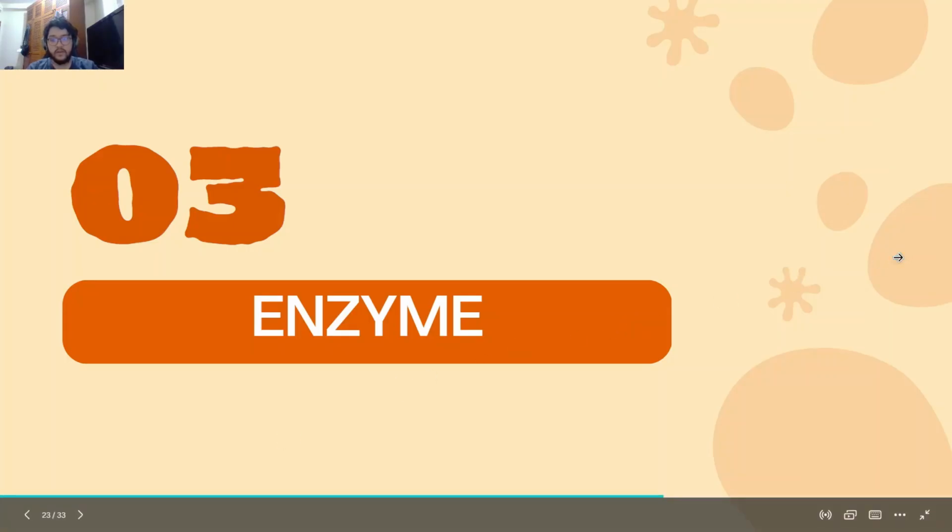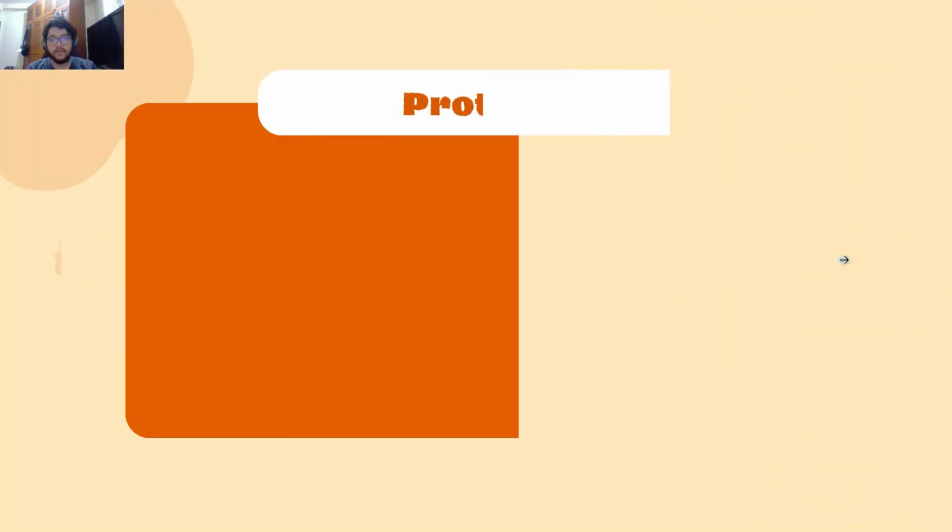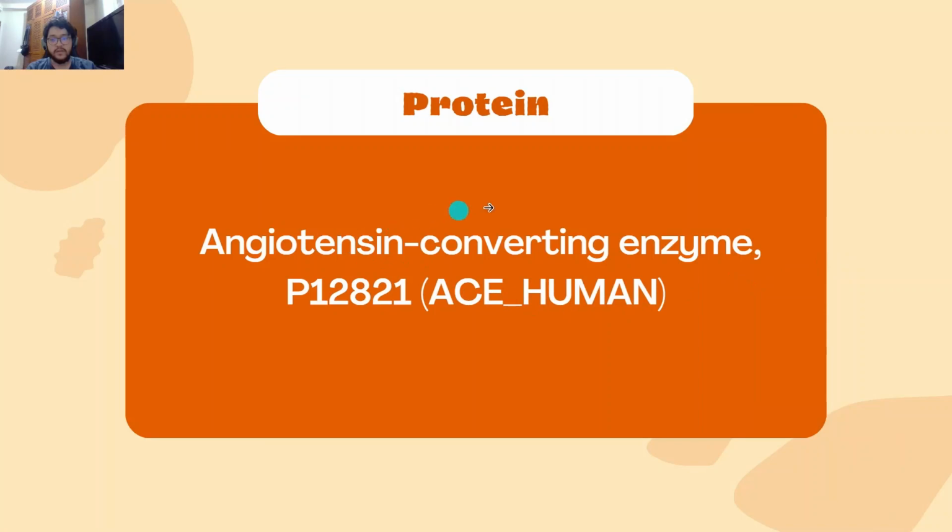Okay, Assalamualaikum and hello. My name is Hamzah Razikhan bin Azamhan, and I would like to talk about the third type of protein, which is the enzyme. So what I picked, the protein name is angiotensin converting enzyme, also known as ACE or ACE human.